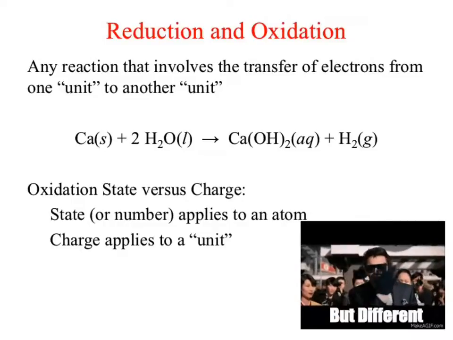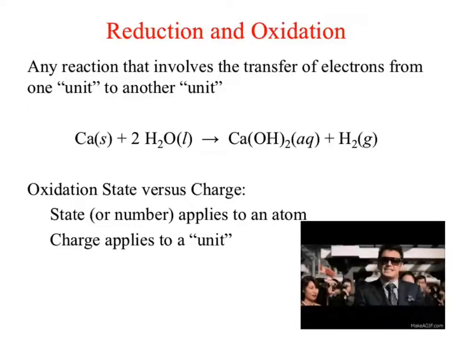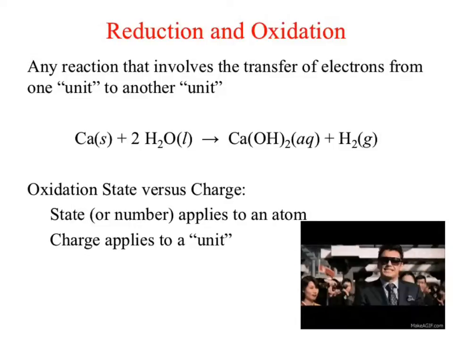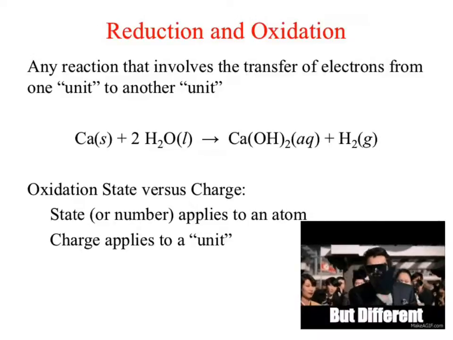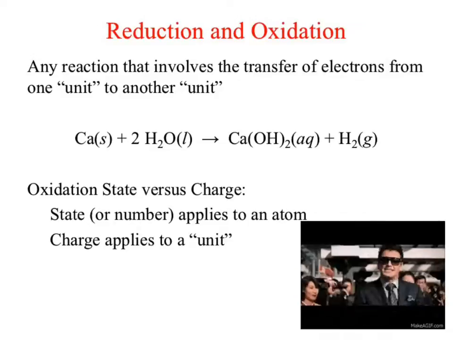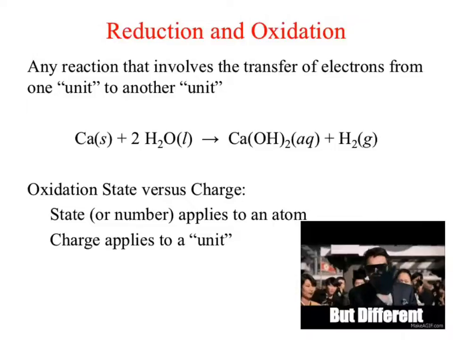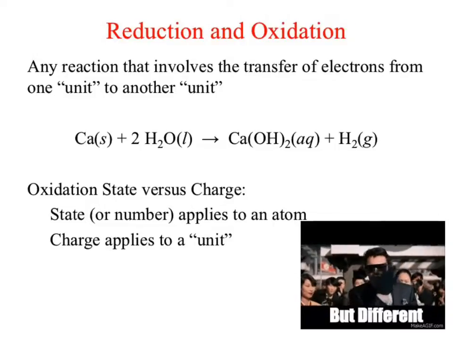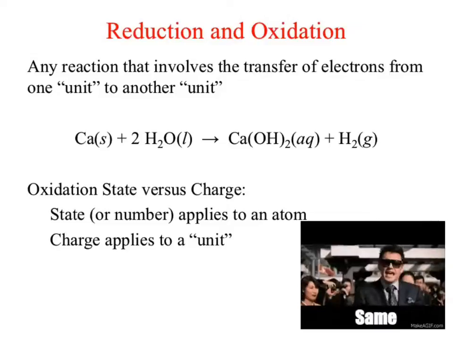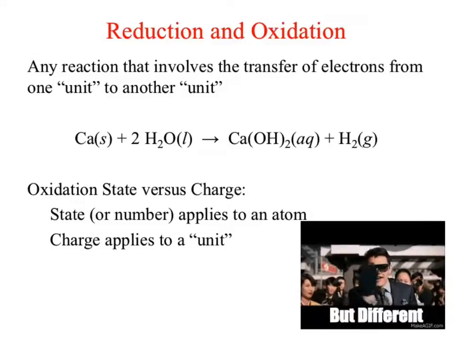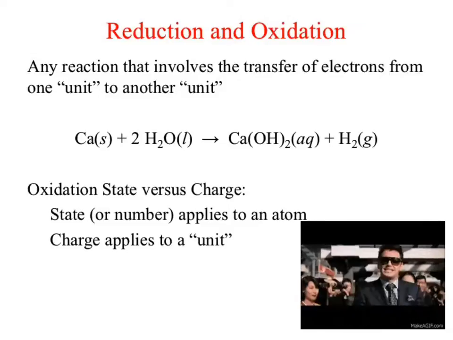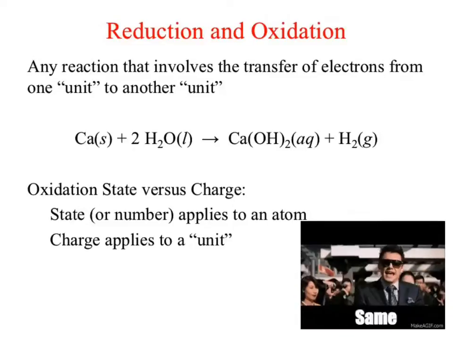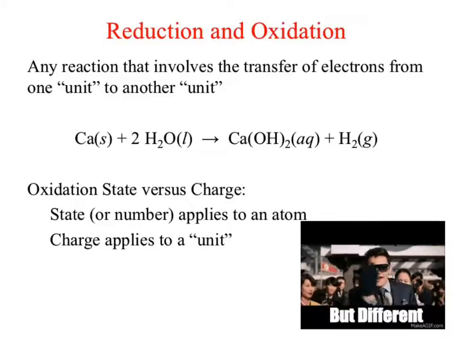We're looking at oxidation state versus charge. The oxidation state applies to an atom. It is the balance of protons and electrons on a single atom. The charge is the balance of protons and electrons on something. What is that something? It can be anything. It could be an atom, in which case the oxidation state and the charge are the same, but different.